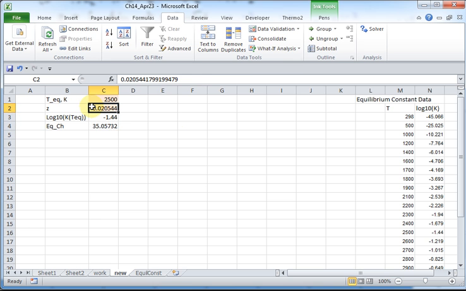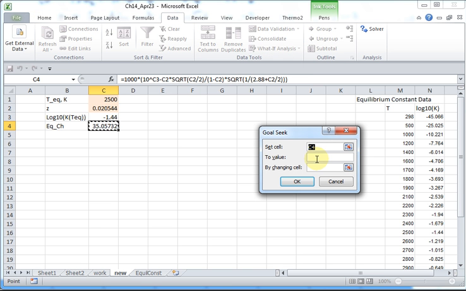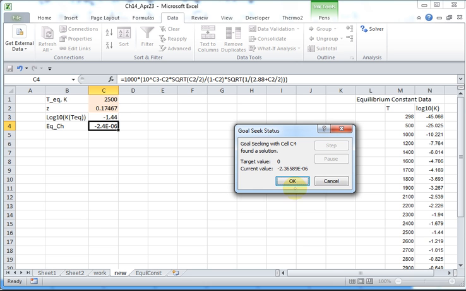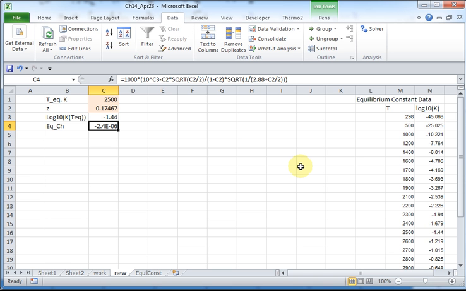So here I say, what if? See if it does go up. Goal seek. Change it to value 0. Find the new z at that higher temperature. And it went up. See that?